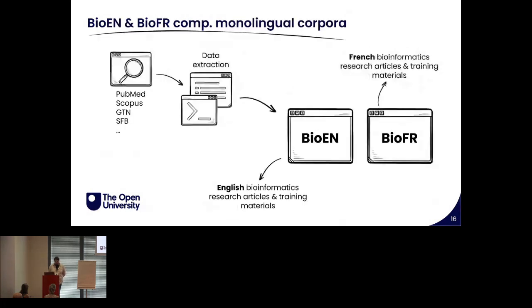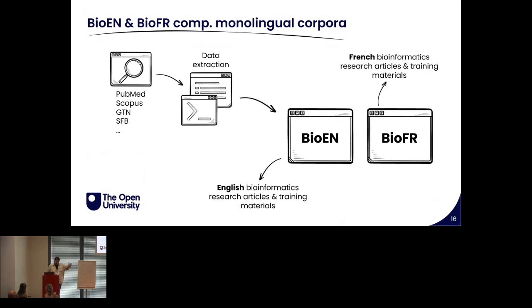Then for the comparable monolingual corpora, I will have a similar approach. I will be scoping for data on similar data sets and databases such as PubMed and Scopus, but this time I will also be looking at training materials, because this time I'm able to access them in monolingual form. I was not able to access translated training materials, unfortunately. So we'll also be using the Galaxy Training Network and also working with French institutes in bioinformatics.